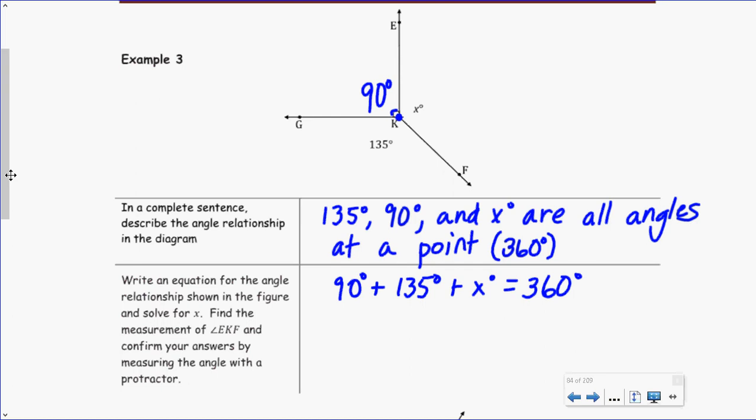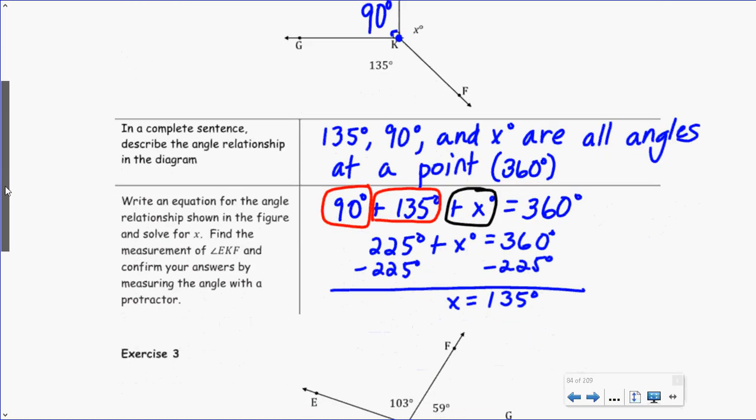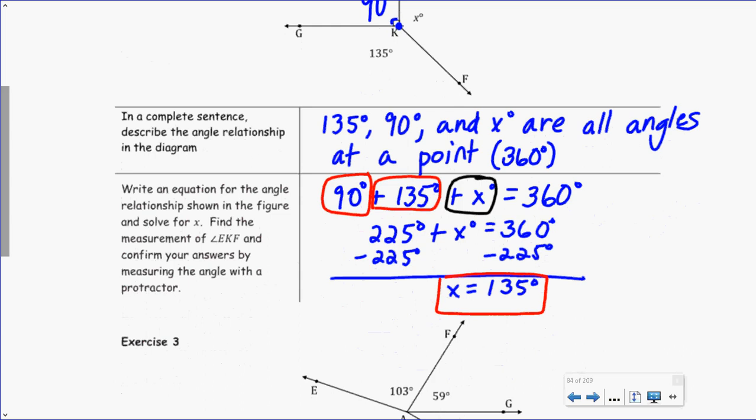I like to combine like terms first and call this 225 degrees, since these are both number terms. And then the x term is on its own. So 225 plus x equals 360. And then hopefully you subtracted 225 from both sides. And our missing angle x is going to be 135. Again, if you're ever off by 10 degrees, go back and make sure that you didn't borrow incorrectly, or maybe you didn't even try borrowing at all.